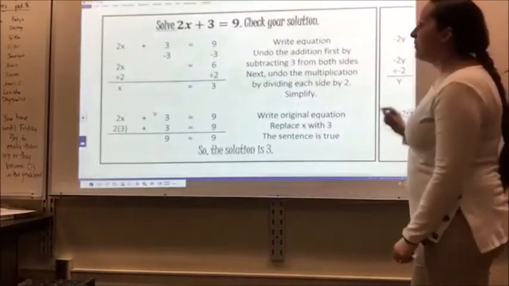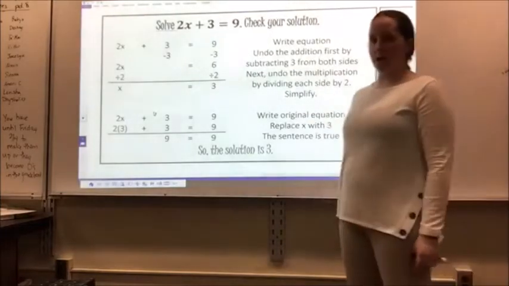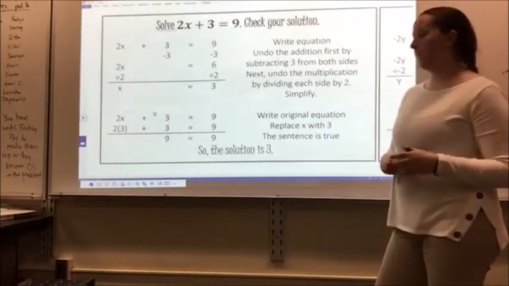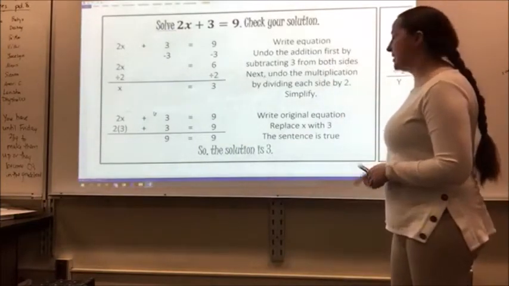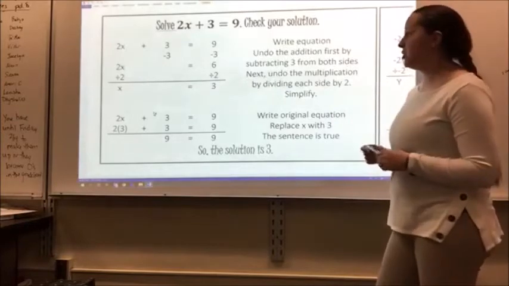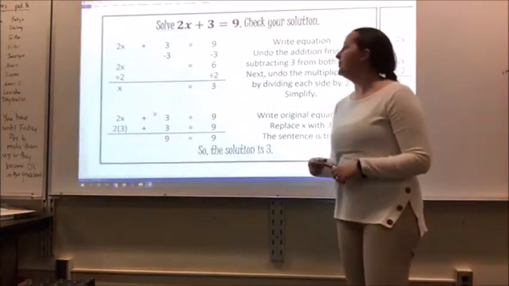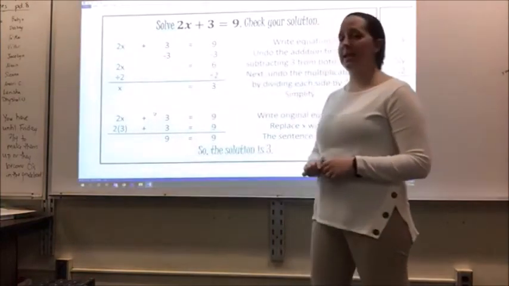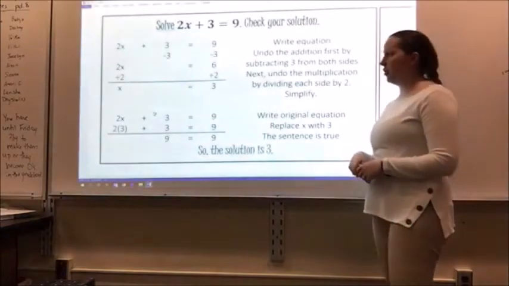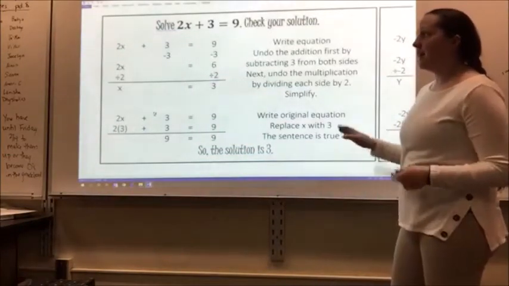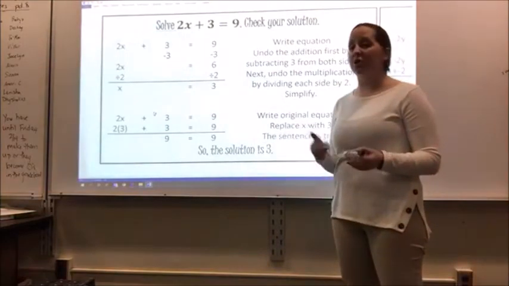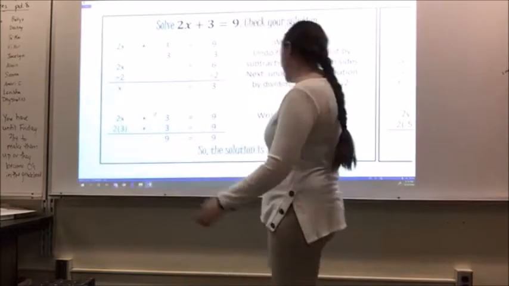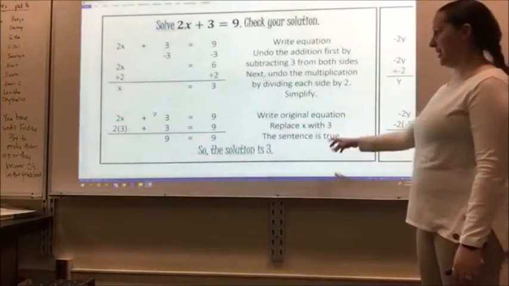Okay? So, the first thing that I need to do is I need to write the equation out. 2x plus 3 equals 9. Then I need to undo the addition first, because remember, I have please excuse my dear Aunt Sally, okay? So you need to remember, please excuse my dear Aunt Sally, and then go in reverse order. So I subtract 3 from both sides, so I have 2x equals 6, and then I divide by 2, so x equals 3. I can substitute that 3 back in to make sure that my answer is correct. So 2 times 3 is 6, plus 3 does get me 9. So 9 equals 9, so my solution is 3.